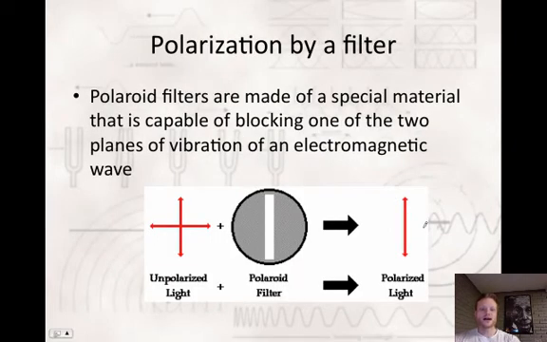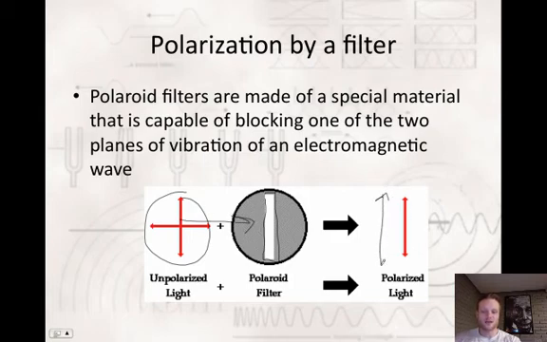So let's take a look at ways that you can polarize light. There's something called Polaroid filters, and basically they are made of a special material that's capable of blocking one of the two planes of vibration in an electromagnetic wave. So let's say you have some unpolarized light here, and it travels through this Polaroid filter, which has, if you will, a slot that only allows the vertical plane of light to travel through it. After the light goes through this Polaroid, all you are left with is the vertical up and down motion of light, and this is called polarized light.